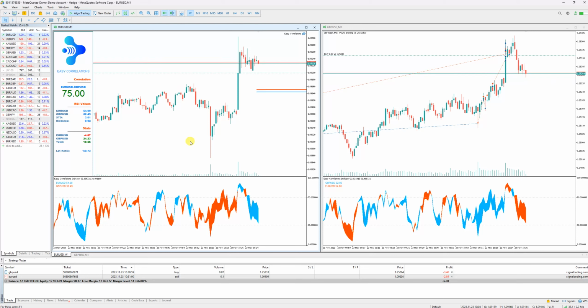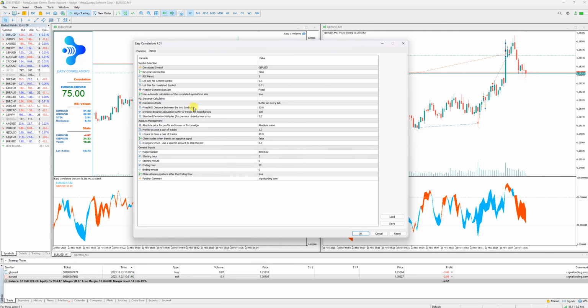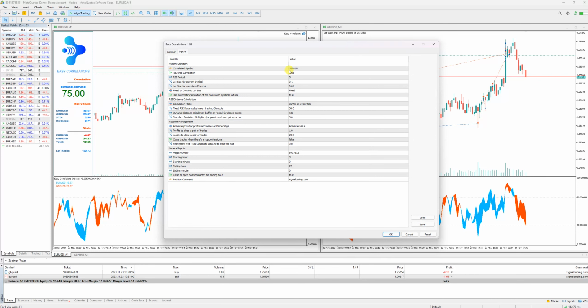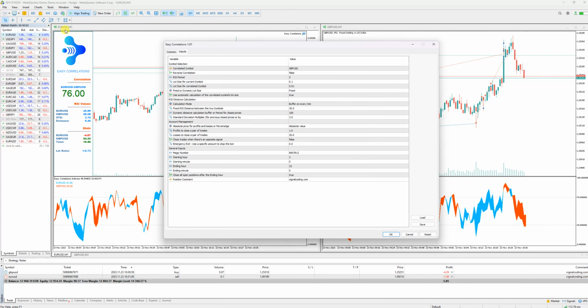Now let's proceed to the expert advisor inputs, and what you can do here is the most important part, because I challenge you to create your own set files. First of all, you need to select the correlated symbol, the correlated instrument. In this case, as I have attached the expert advisor on the euro dollar, I have selected the pound dollar.